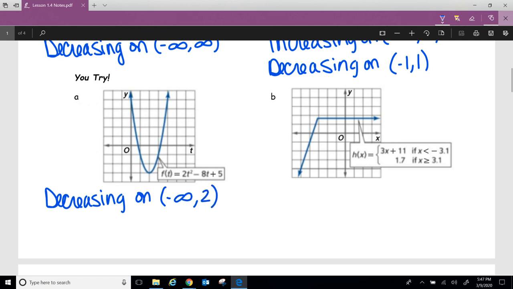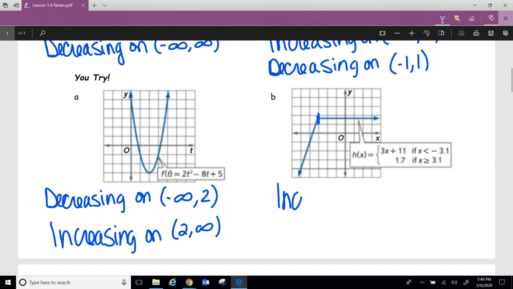And I never include it with a bracket, always parentheses. And then from 2 to infinity, my y values are increasing. So increasing on 2 to infinity with parentheses. All right, looking at B, it looks like from negative infinity to this point here, we are increasing. That point's negative 1, 2, 3. So increasing on negative infinity to negative 3.